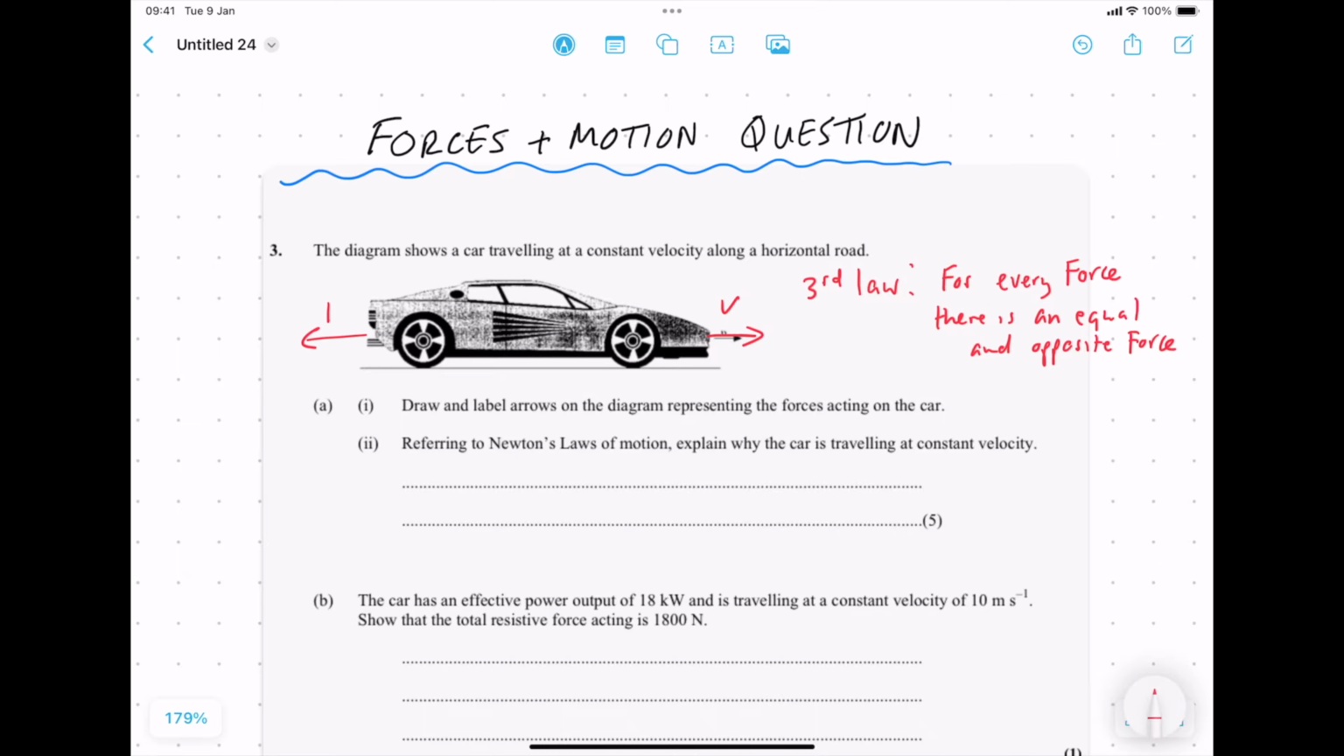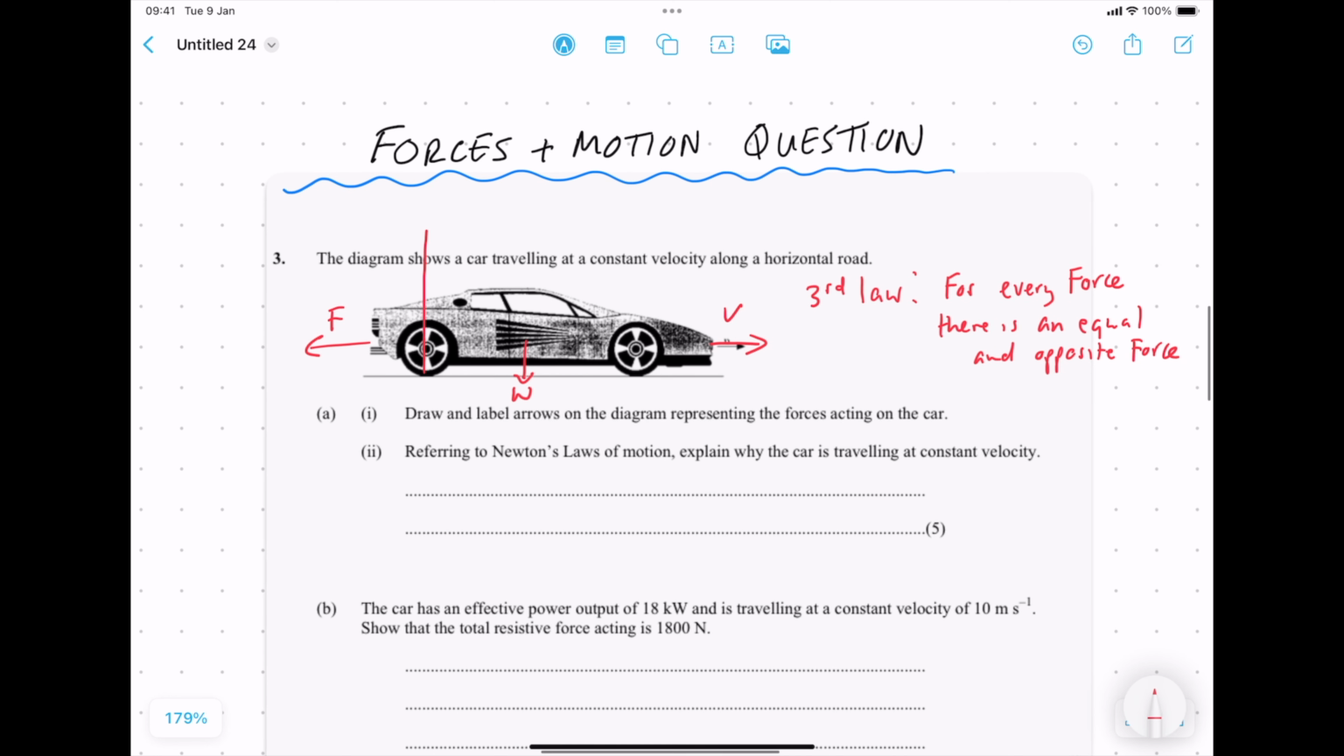Let's call that F. And then we have the weight of the car, which is vertically downwards, which means there must be some upwards force opposing that weight. That is going to come through the contact of the wheels against the road. So there will be a reaction force, R1 there, and the other one, R2. And R1 plus R2 will be equal to the weight acting downwards. So those are the forces drawn in.